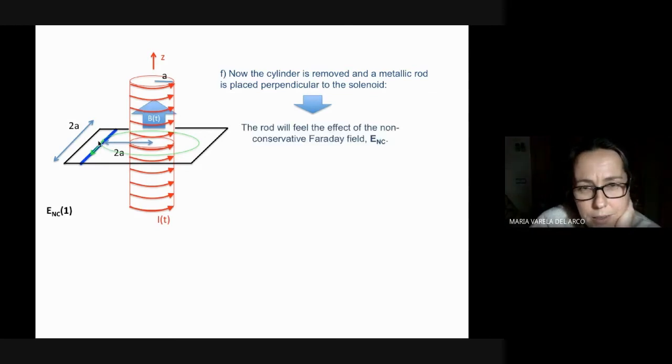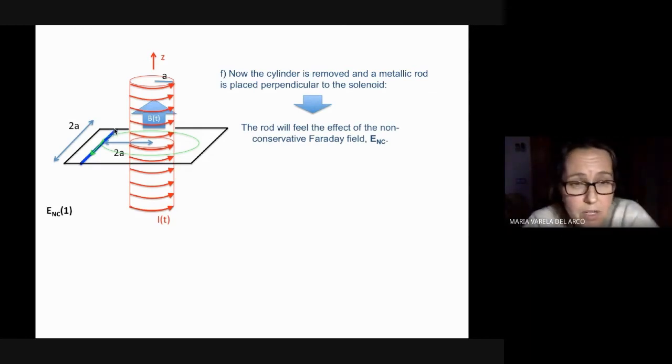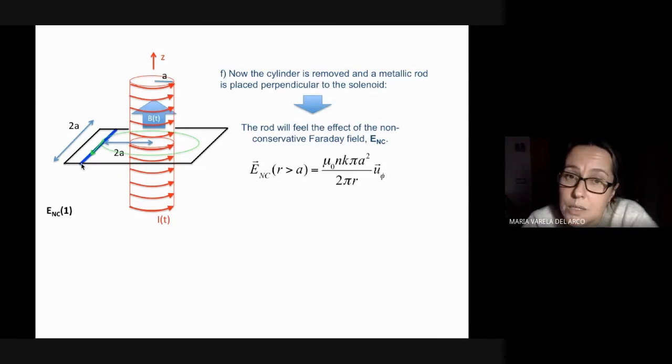The question is: calculate the voltage difference between the extremes of the rod, if there is any. And yes, there will be some voltage difference between those two, because the rod will feel the effects of that non-conservative Faraday field. The field is still there because the primary magnetic field is still decreasing. There will be a different non-conservative electric field at one extreme of the rod than at the other extreme, and that will give rise to a difference of potential, a voltage change.